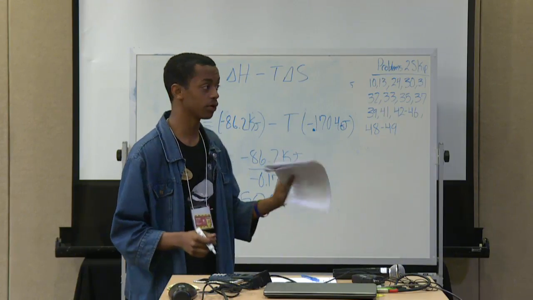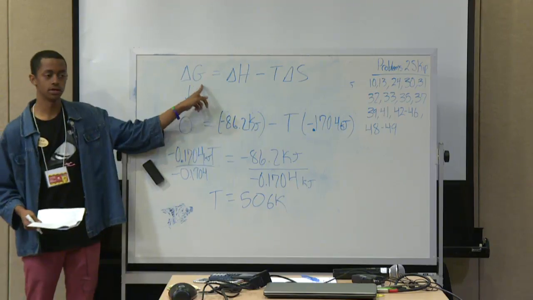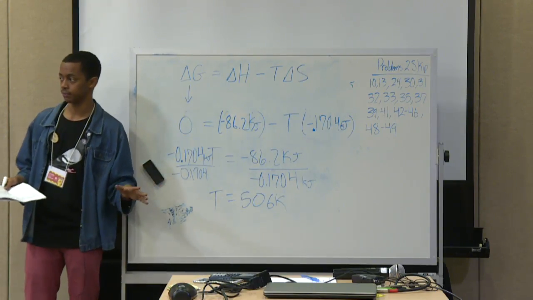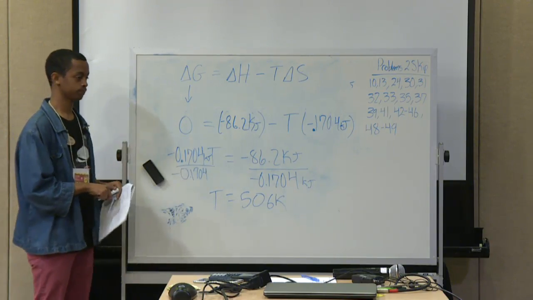Cool? The main important thing to remember in this problem, you couldn't have done this problem at all if you didn't know that delta G had to equal 0 at equilibrium. Cool? So that's important to remember. Delta G equals 0 at equilibrium. Cool? All right.